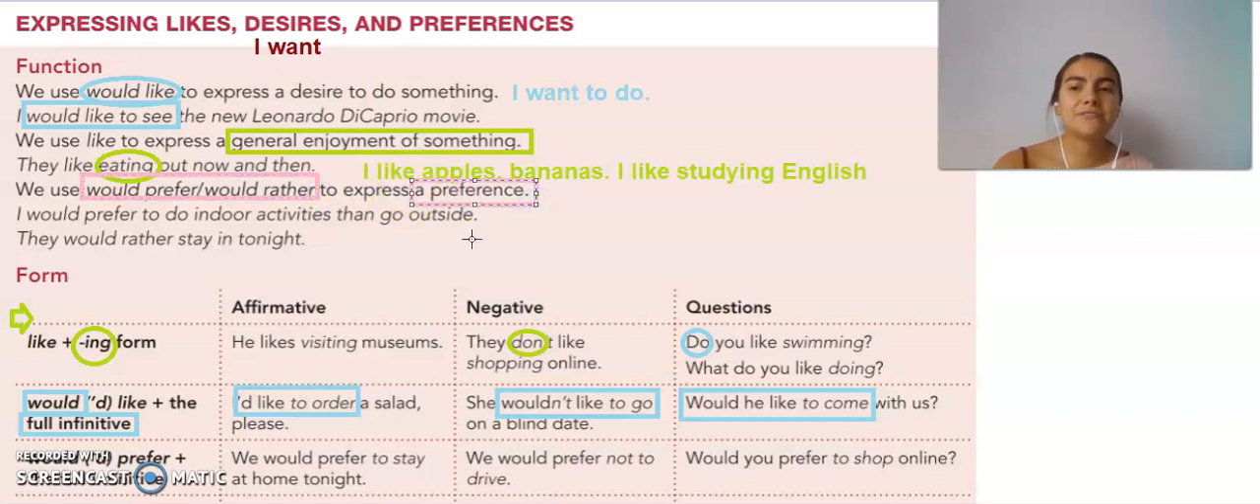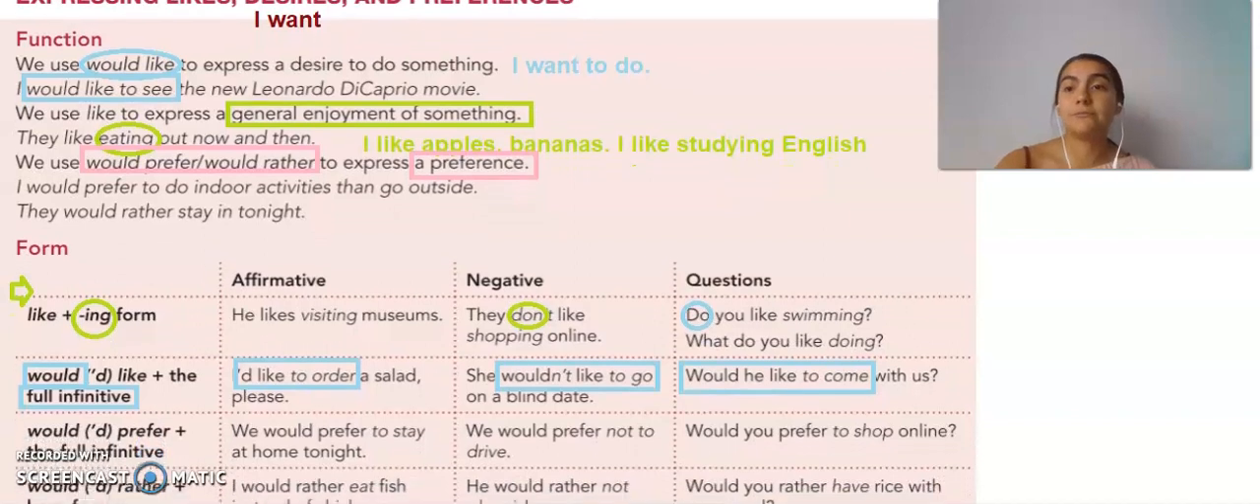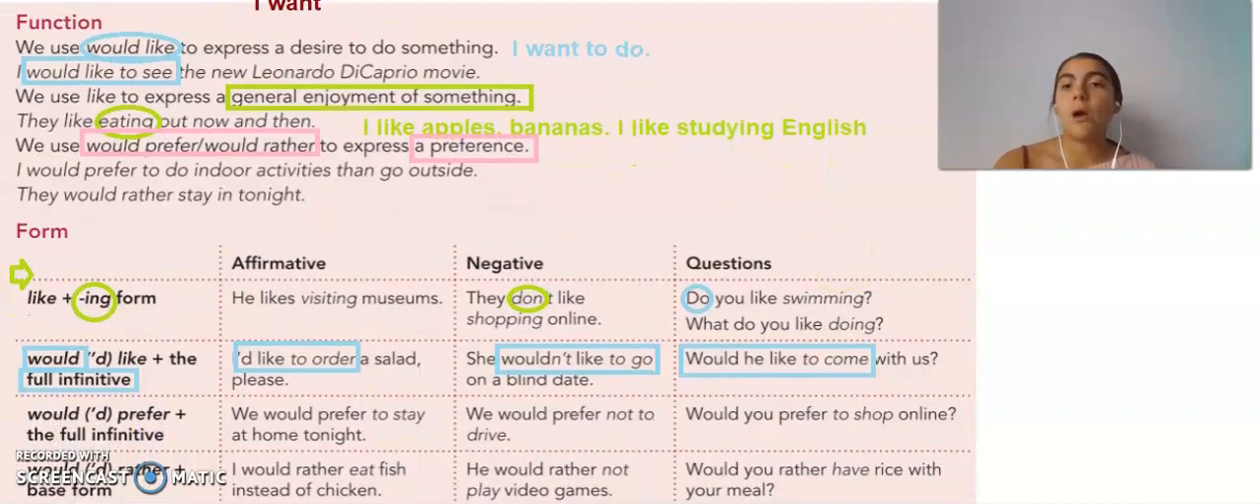There's a minor difference, guys. There's a little tiny difference between would rather and would prefer. And this difference is in the structure, right? So we're going to use would rather and would prefer in a different way. Why? Because with would prefer, you are going to use the full infinitive. This means to, right? If it is negative, so not to. Careful. Not to, not to not. Or if it is a question, so to shop. But with would rather, you're not going to use to. You're just going to use the base form.